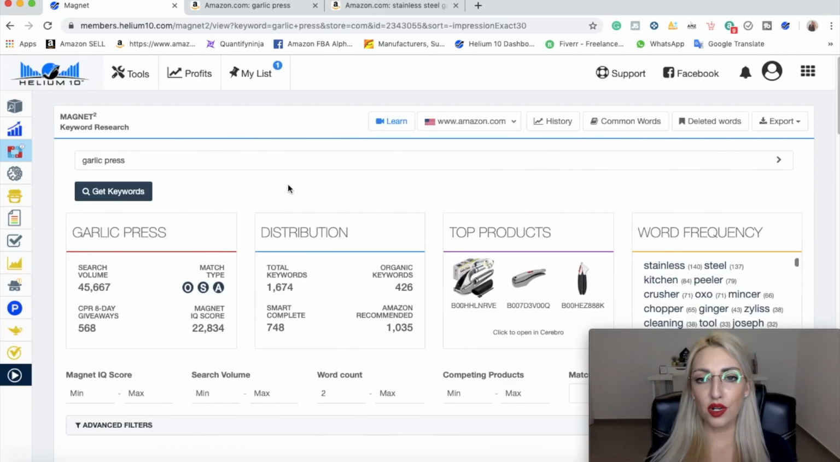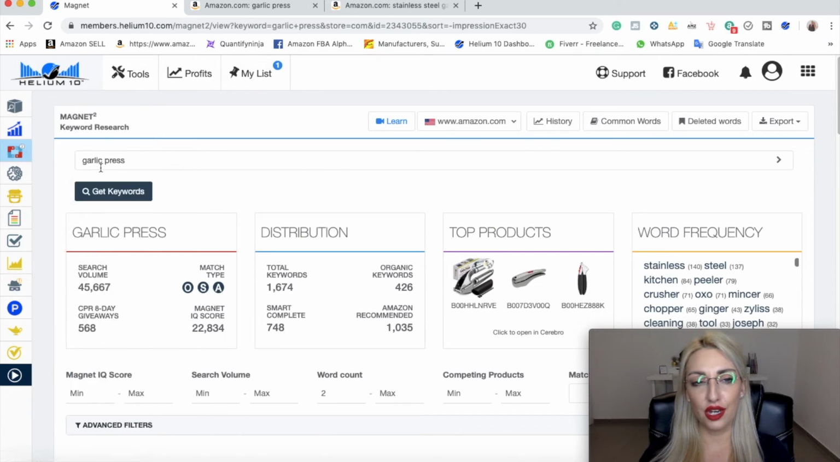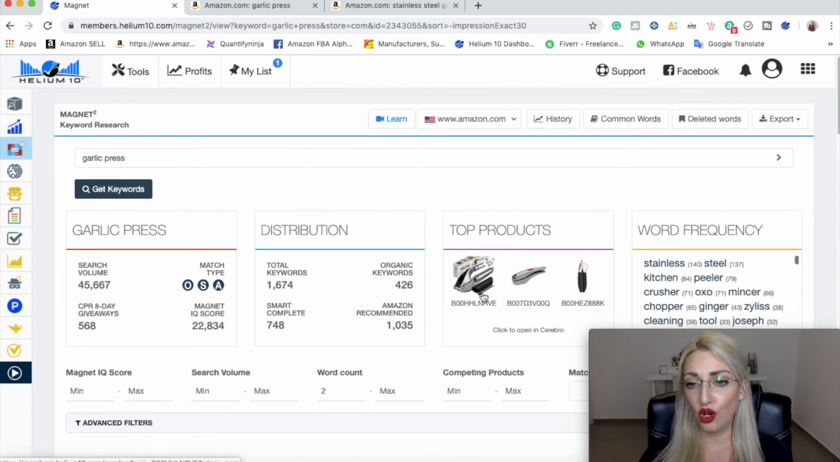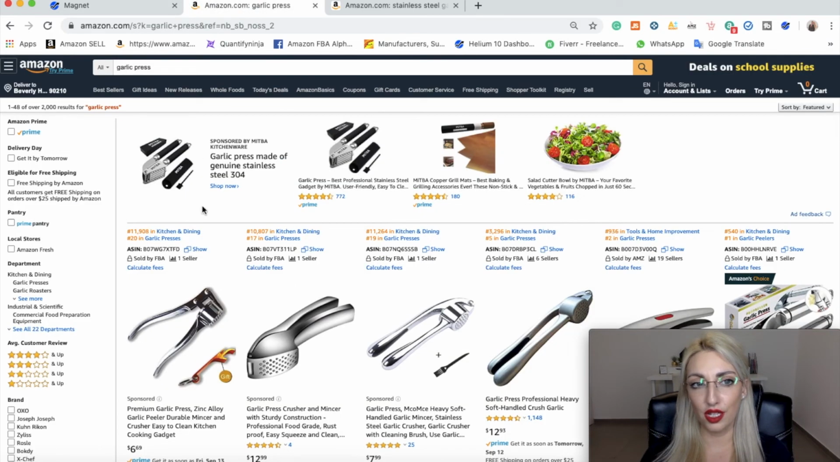All right, so the next product I wanted to use as an example is the good old garlic press that everyone uses as an example of a bad product. So I went into Magnet this time to show you the difference. I've clicked on garlic press. So garlic press has 45,000 searches a month. Then in here we can also see the top products sold, and we can also open that up in Cerebro if we like. I've already gone ahead and clicked on search volume, so it's from highest to lowest. And we can see garlic press really is the main keyword for this.